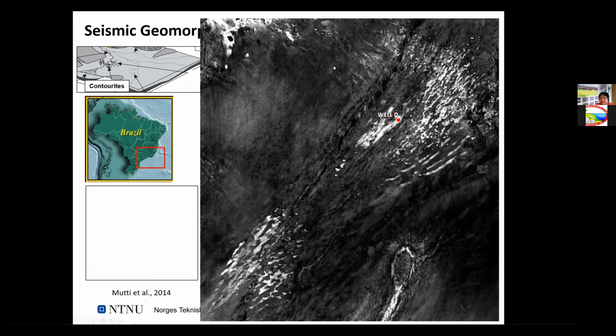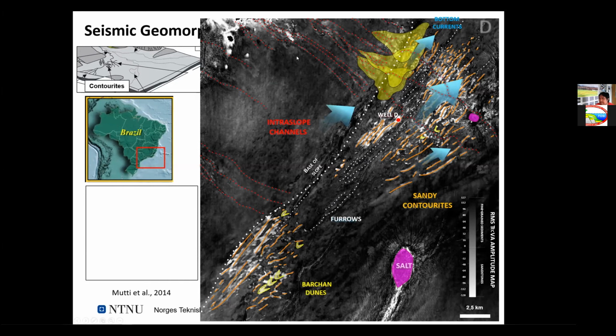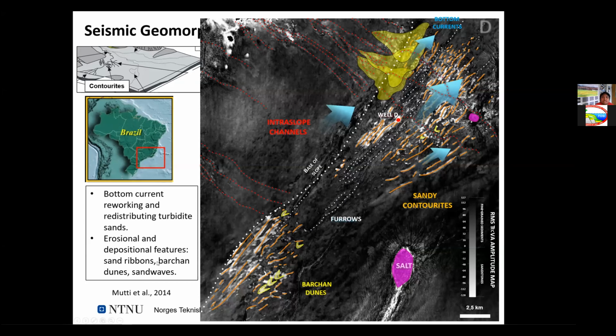So the dashed red line here is the intrasalt channels, and we also have these submarine lobes here. But then you have a current, this blue arrow, a bottom current in this direction, that creates beautiful contourites of different types. The contourite features are drifts, dunes, sand waves, and sand ribbons. And it's beautiful because I think Mutti said that this is the first time that they found these different types of contourites. And let's have a look at the section crossing this well here.